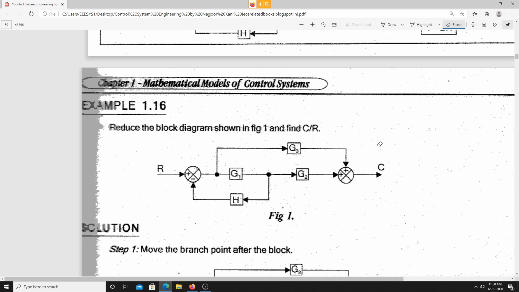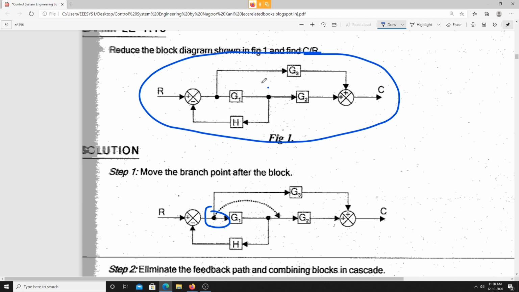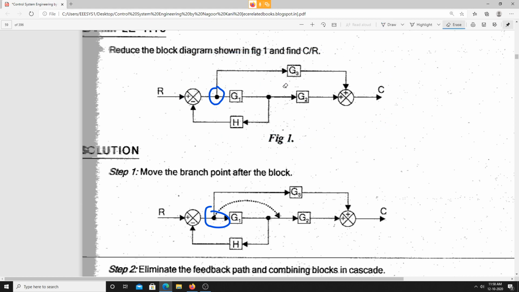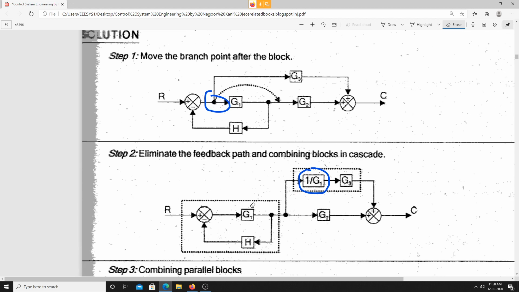See, again I am repeating the simple steps they have followed. This is the block diagram we have. Here we can't eliminate this one. Why? Because we have a branch point here. So for that purpose, first of all I am moving this branch point ahead of, or after, the particular block. So this is what we are having.